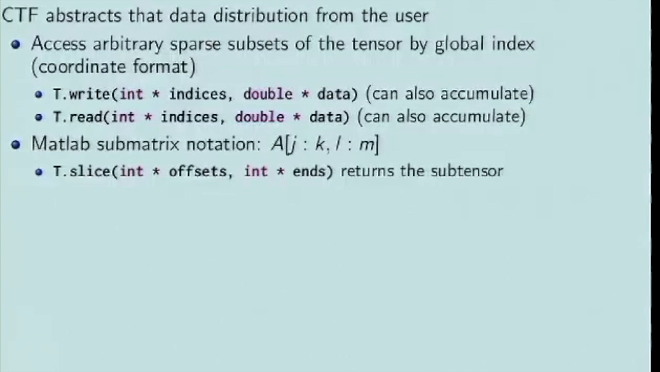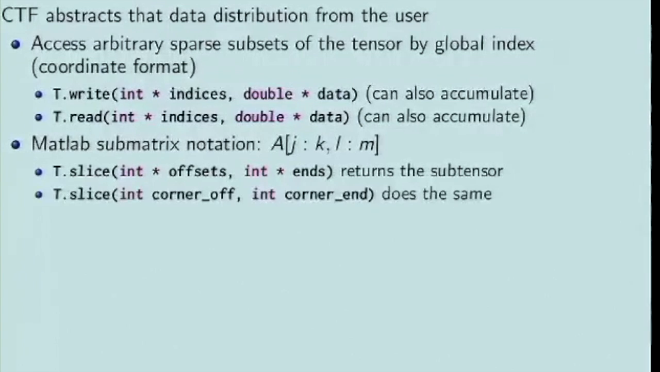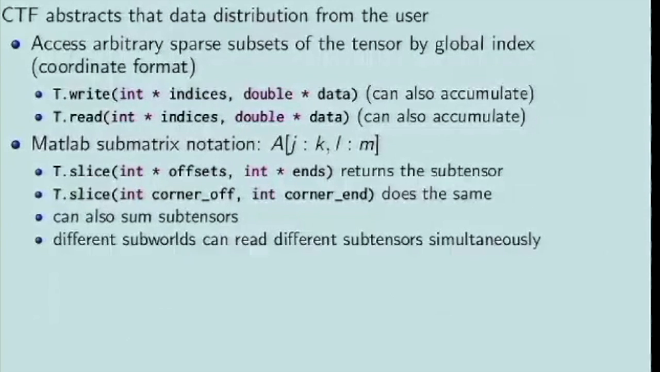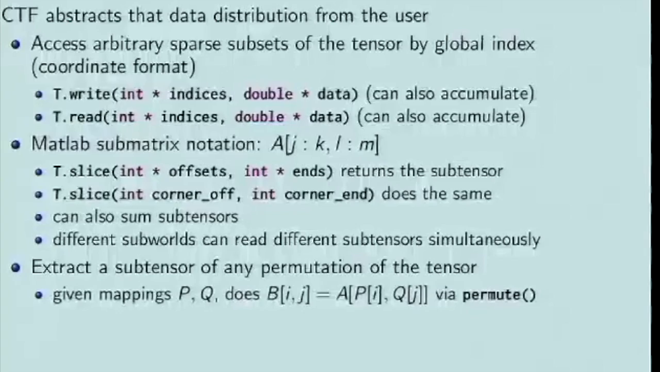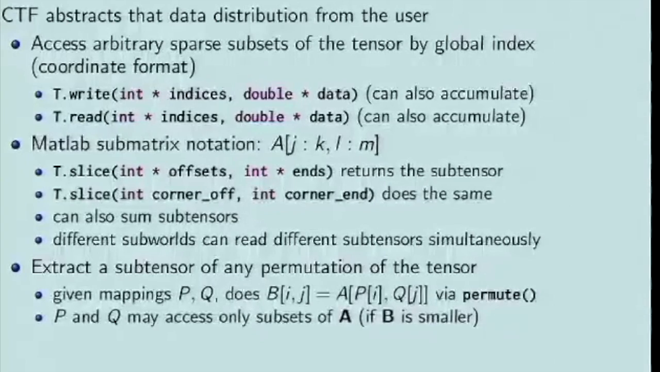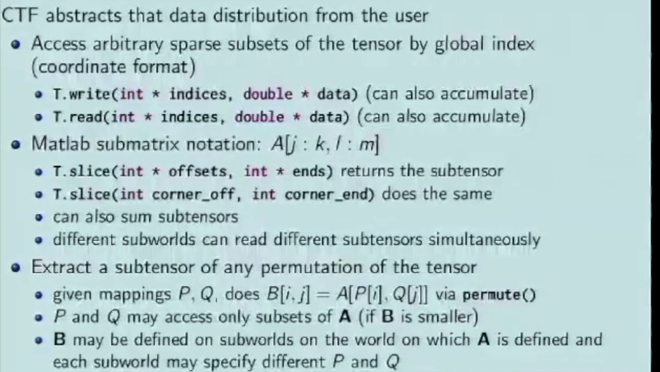We also allow slicing, so extracting submatrices, or more generally subtensors, blocks of the tensor via, again, a simple routine. And we can also sum those and operate on them directly. And one can also extract different subtensors onto different subsets of processes and then break up the computation into pieces. You can also extract any permutation of the tensor. So you can imagine permuting the rows and columns of the matrix and then extracting a block of that. What we call the permute function allows this to be done essentially in one line of code. And again, each processor, or set of processes, can extract a subset, and one can then work on subsets of processes on different parts of the computation.